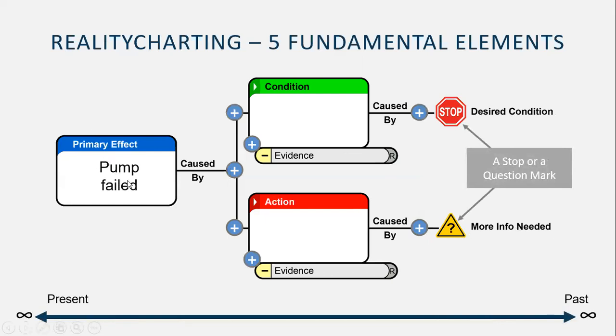So if we take that our pump failed, we mentioned our bearing exists. We mentioned before that's a desired condition, so that becomes our stop. Whereas the bearing cracked, we want to know what caused that bearing to crack. So we need more information. This becomes an action item and goes into an action item list in the software.